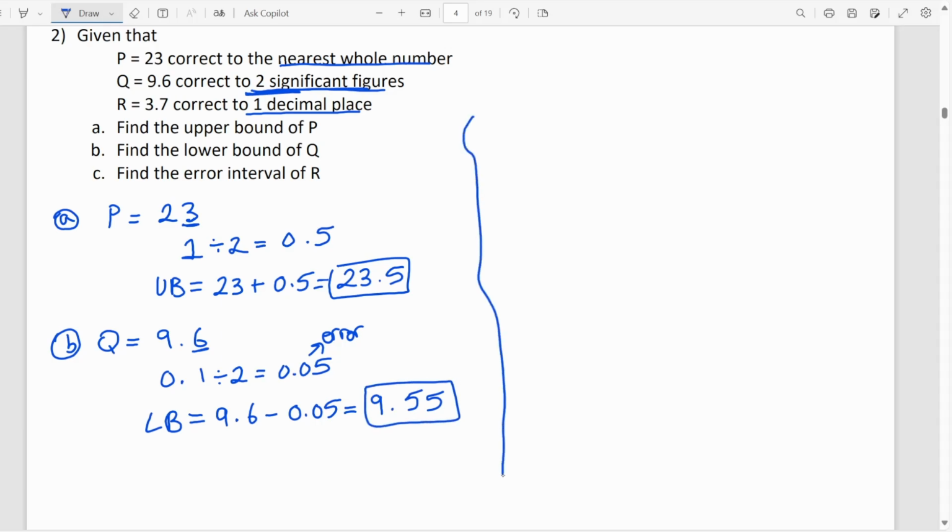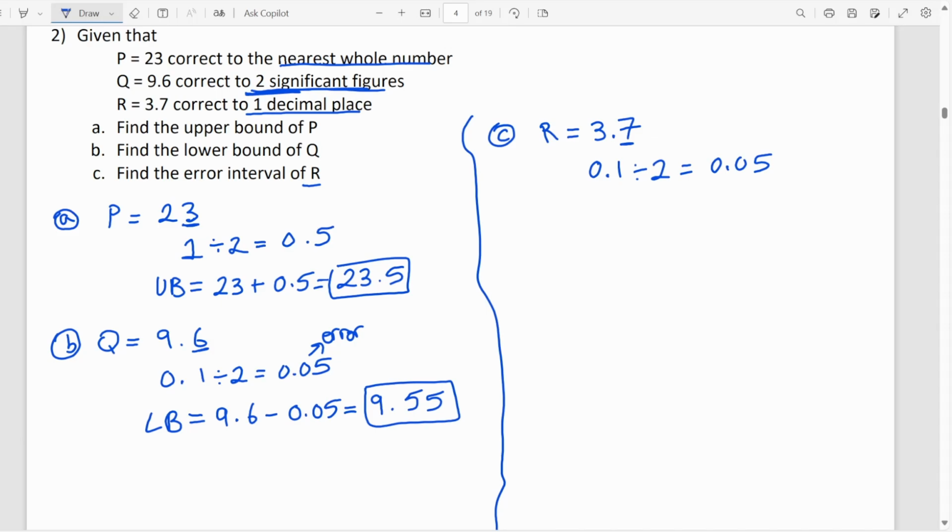Okay, I'm gonna solve C on the right hand side. Okay, so they want the error interval of R. So like we've said before, when we want to find the error interval, we need to find the lower and the upper bound. So R is equal to 3.7, and this is correct to one decimal place. Okay, so where is the first decimal place? It's right here. We replace it by a 1, and everything else becomes a 0. So this is 0.1. I will rewrite this. So 0.1, okay? And divide this by 2.